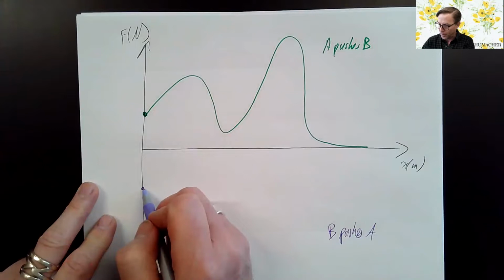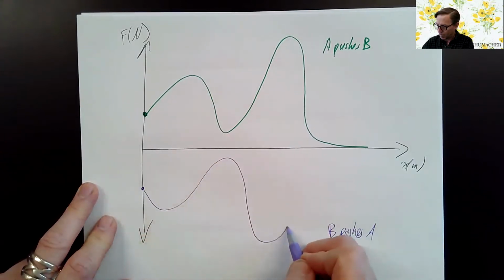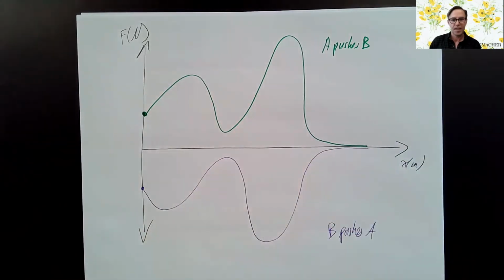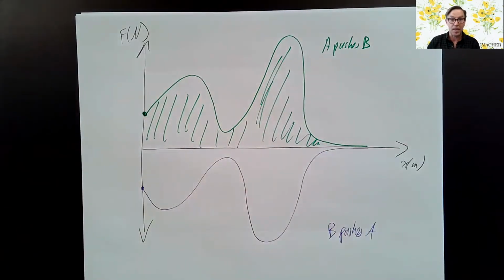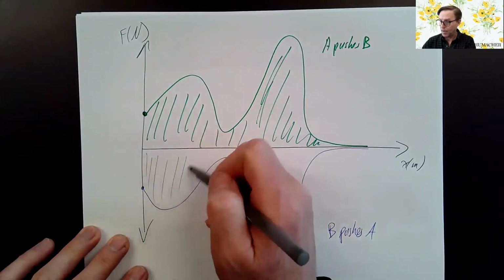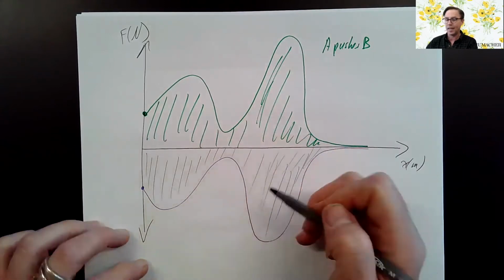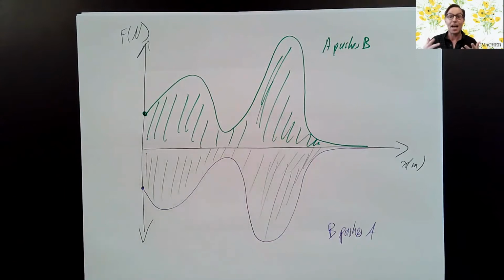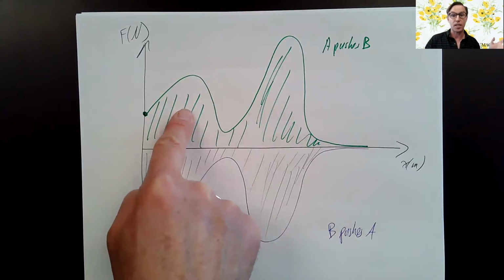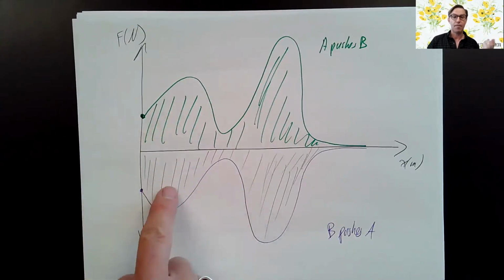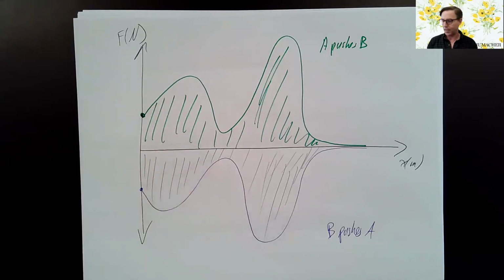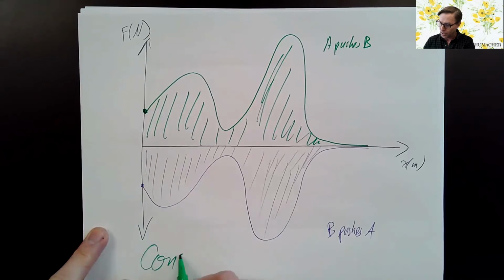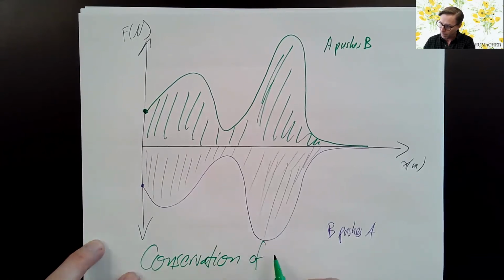So the graph should look, let's see if I can do this. Like that. So that's the graph of B pushes A. And it's just so beautiful. Look at that symmetry. This is the work A does on B. A does positive work on B. So A is speeding B up. And B does negative work on A. And what that shows is that if A does positive work on B, where did that energy come from? It came from the fact that B did negative work on A. A loses energy, B gains energy. And this is going to lead us to something we'll study later in this chapter called conservation of energy.